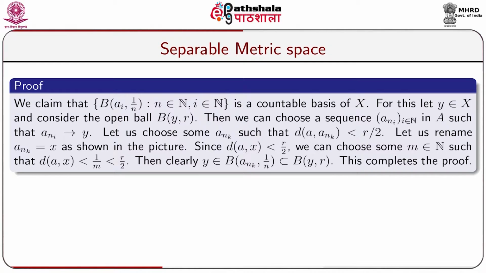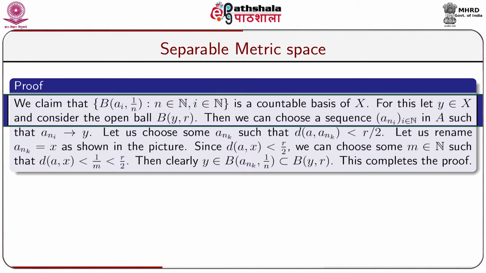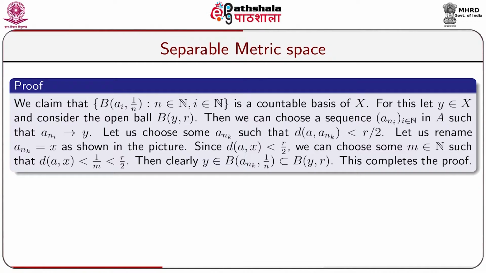Then we can choose a sequence a_{n_i}, i belongs to I, in capital A such that a_{n_i} converges to a. Then we can choose some a_{n_k} such that d(a_{n_k}, a) is less than r. Let us rename a_{n_k} as x. We claim that B(a_{n_i}, 1/n), such that n belongs to N and i belongs to I, is a countable basis of X.